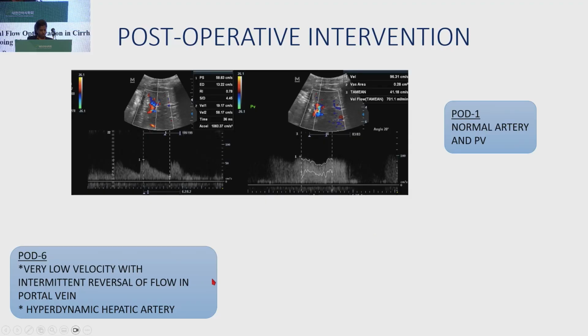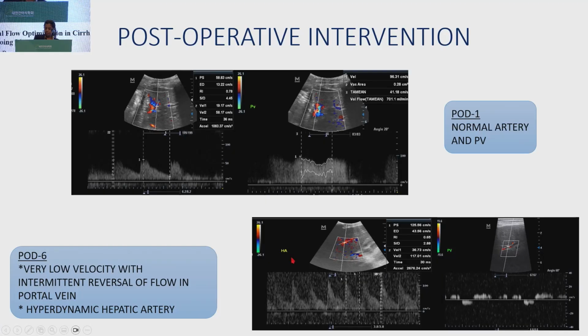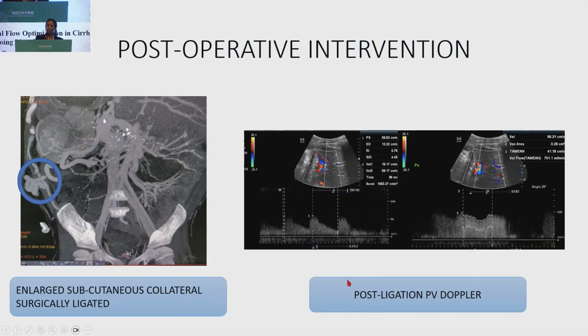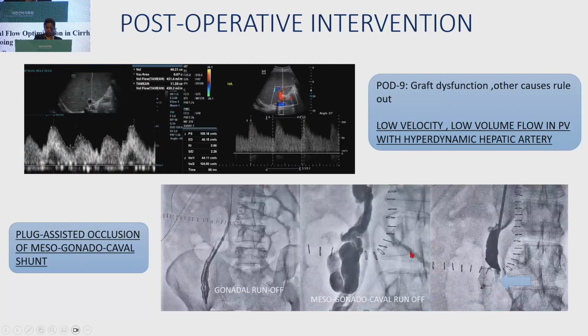period. I'm sorry, I don't see the imaging, but this is a patient who had normal Doppler on POD1 and on POD6 developed reversal of flow in the portal vein as well as a hyperdynamic artery. So we went ahead and did cross-sectional imaging and found large subcutaneous collaterals, which were not so enlarged during the preoperative period. So the patient underwent surgical ligation, and post-operative Doppler was normal.